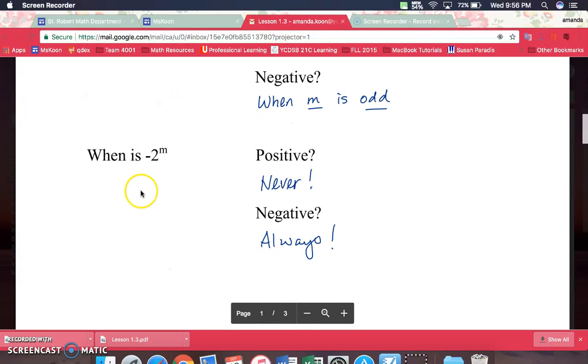But when is negative of 2 to the power of m positive? Well, because the base here is 2, 2 to any power will be a positive number, and then your answer will always be a negative version of that positive number. Therefore, you will never get a positive answer, but you will be guaranteed that you will always get a negative result.